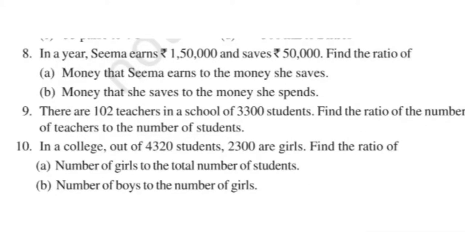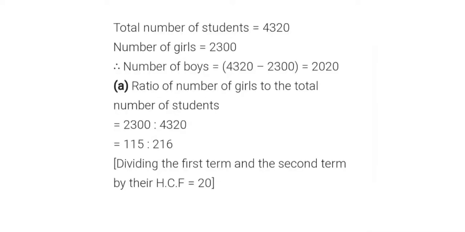Now see question number 10. In a college, out of 4,320 students, 2,300 are girls. Find the ratio of the number of girls to the total number of students, the number of boys to the number of girls, and the number of boys to the total number of students. So here the total number of students is given 4,320. The number of girls is 2,300. So the number of boys is 4,320 minus 2,300. So it will come 2,020.